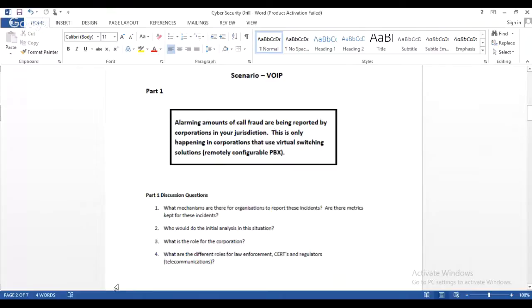Yes, Malith. Yes, Dishan. According to the first scenario, the first question is what mechanisms are there for organizations to report these incidents? Are there metrics kept for these incidents? According to that question, to identify and manage such incidents, the Oracle Communications Fraud Monitor will be a great tool. This tool helps to identify outgoing fraud calls and blacklist them, and keeps a log of their patterns. First one is monitoring.